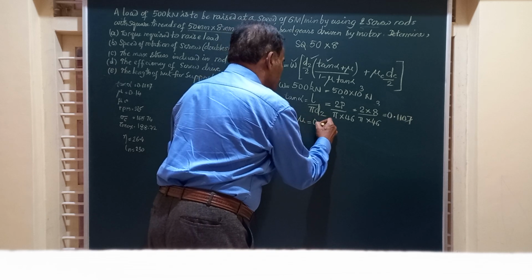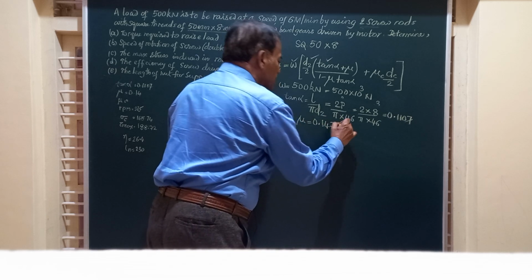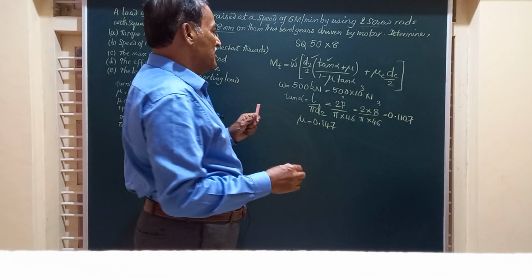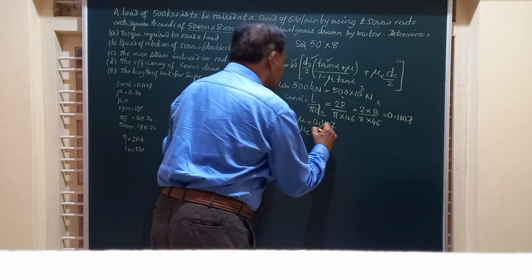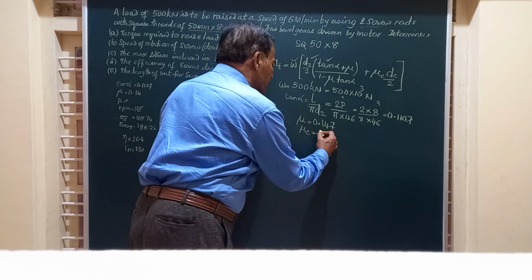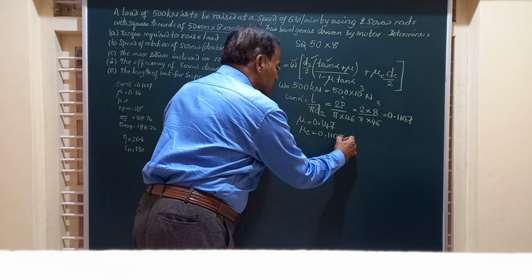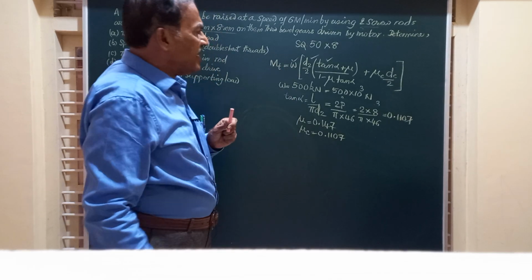Mu is 0.147. This is again obtained from the table. Then you have mu c, the coefficient of collar friction, that is generally 0.1107. You can refer to the handbook and find out the value.